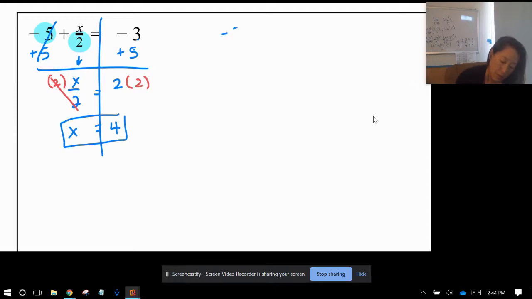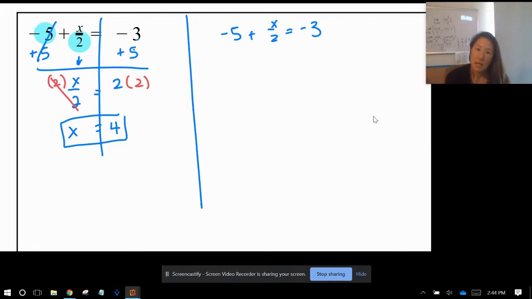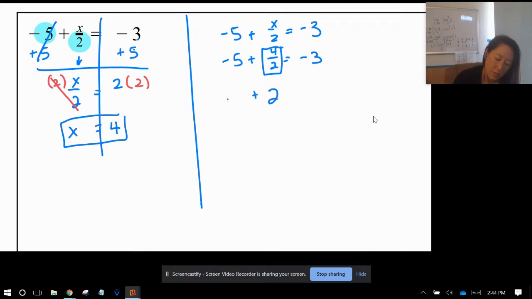We better check our work on this one. So negative 5 plus x over 2 is equal to negative 3. Then I'm going to substitute in the 4 in for x. So 4 divided by 2 is 2, plus negative 5 is equal to negative 3. And negative 5 plus 2 is negative 3 is equal to negative 3. So we know that our work is verified.